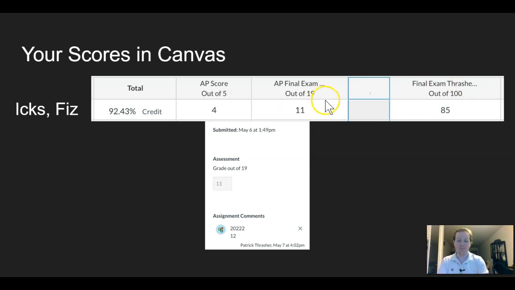Okay, so that's that. If you go into the actual final exam quiz, I think you see something kind of like this. For this student, remember, it's out of 19 points. This was their score. Obviously, this should match. And then you see this weird thing.